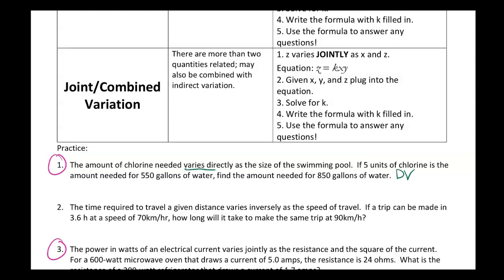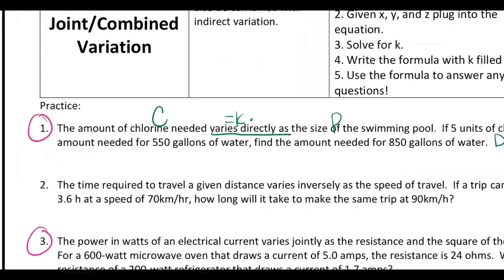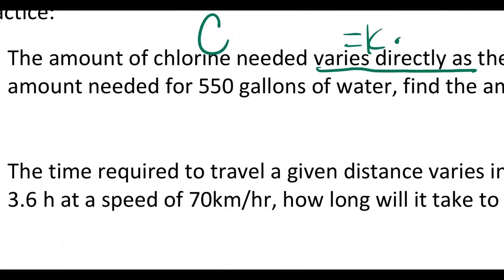So since it says varies directly as, I'm going to put equals K times. And since it's the size of the swimming pool, I'll just use P for the pool size, and for the amount of chlorine, I'll just use C. You can use whatever variables you want, guys. If 5 units of chlorine is the amount needed in 550 gallons of water, find the amount needed for 850. Okay, so I have my formula: C equals K times P.